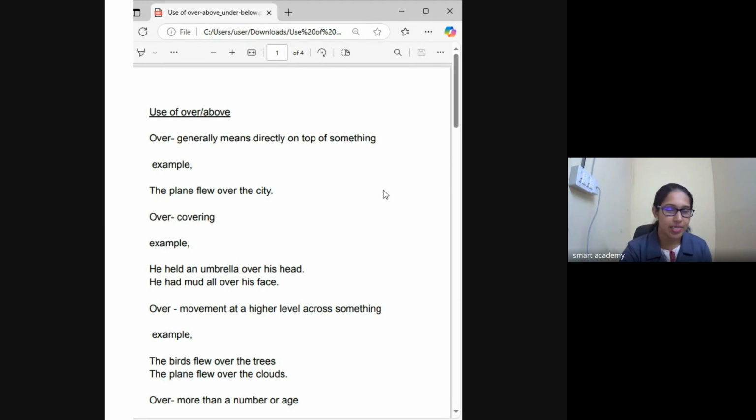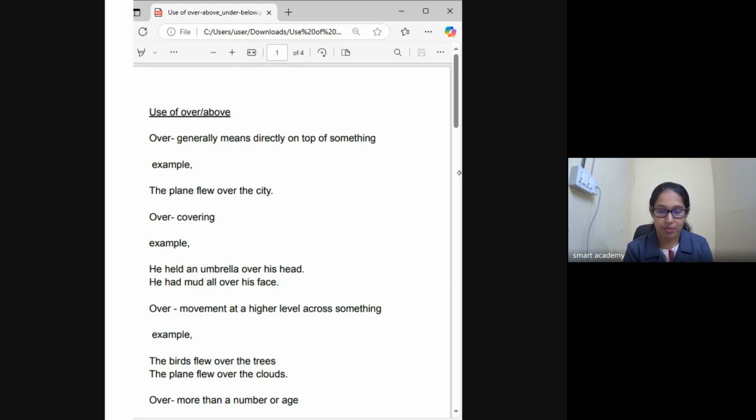Yes. Okay. Over generally means directly on top of something. That is, if it is directly above, what do we say? We say it using over. Directly on top of something. The plane flew over the city. It is directly above the city. The plane flew over the city. We can use the preposition over, generally on top of something.